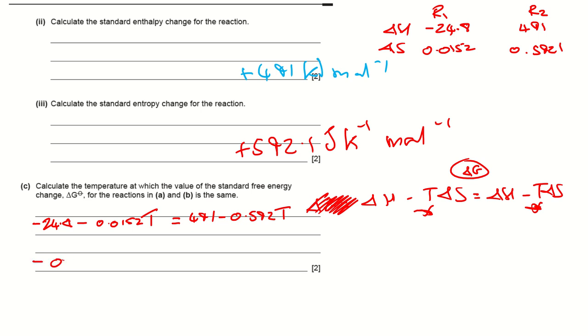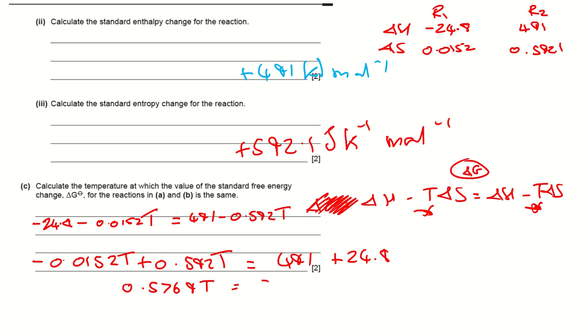So we have minus 0.0152 T plus 0.592 T equals 491 plus 24.8. Hopefully you can all see, fairly straightforward algebra there. So that means that 0.5769 T is equal to 515. Therefore, if I take my 515 and divide it by 0.5769, that is equivalent to T, and that tells me that the temperature at which the delta G is equal in both of these reactions would be 892.7 kelvins.